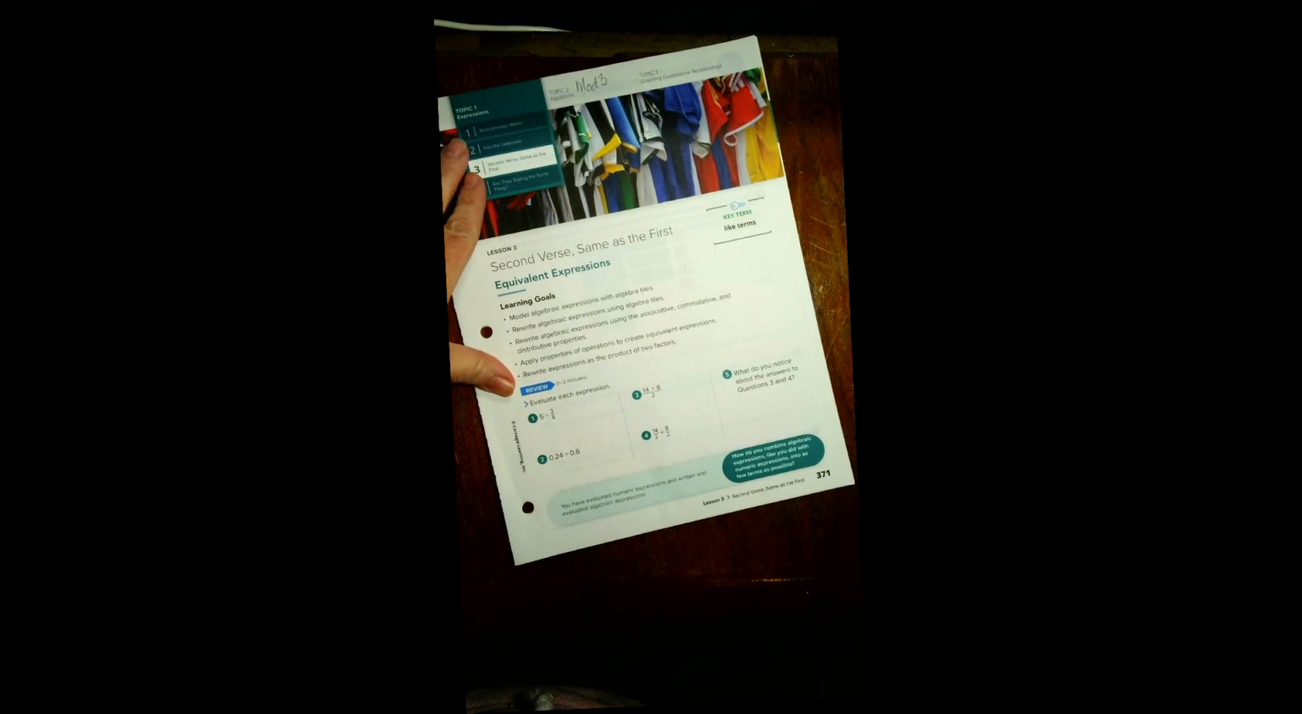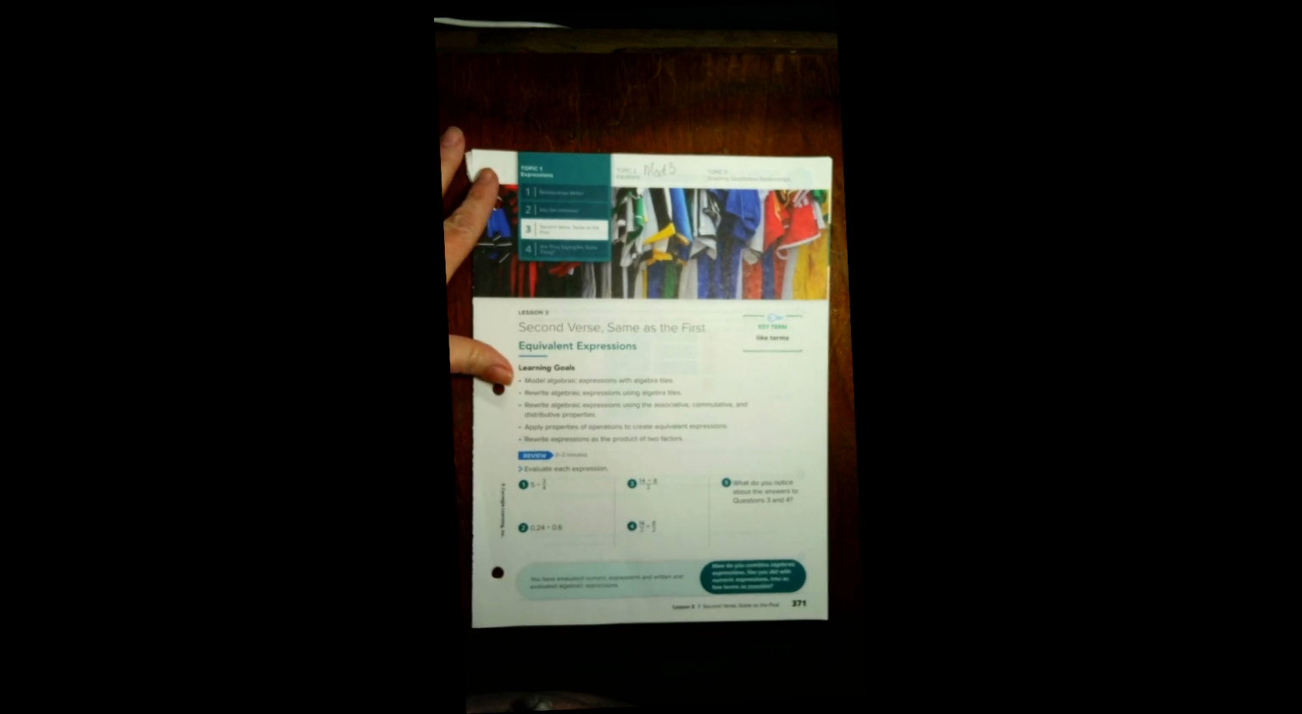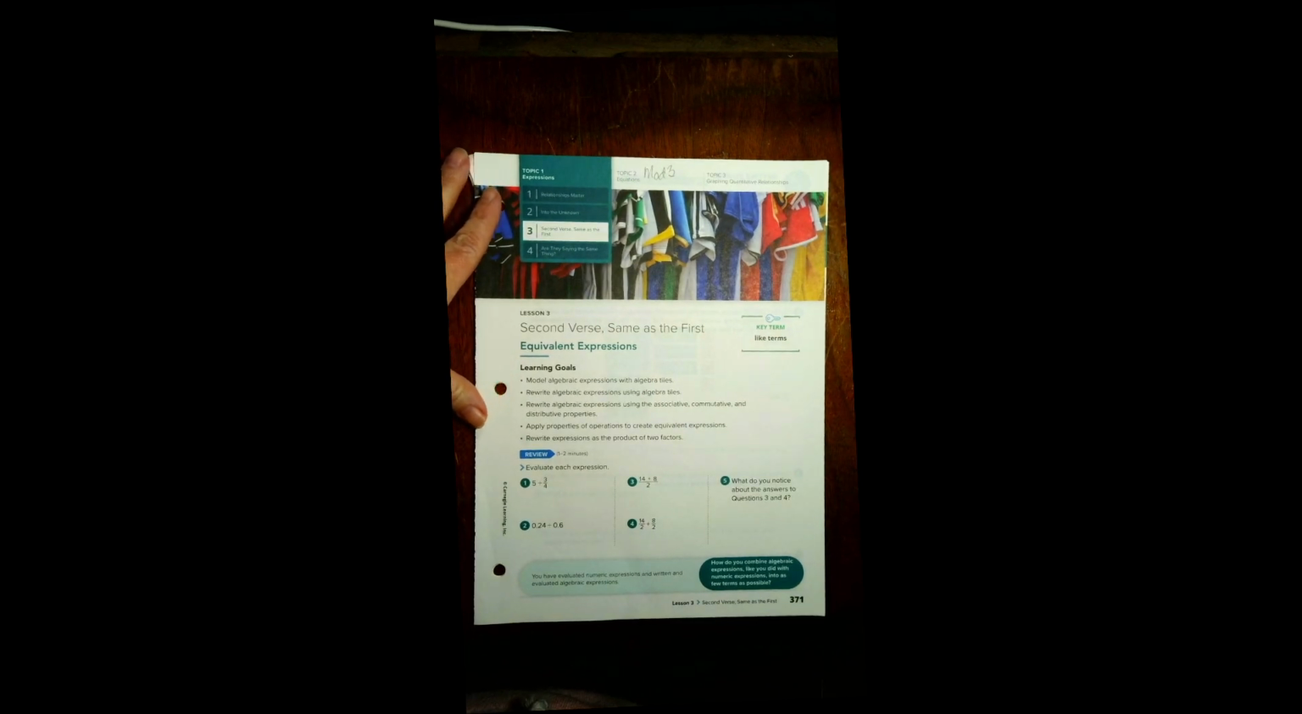We are on page 371. Our key term is the word called like terms. There we go. And our learning goals with equivalent expressions: to model algebraic expressions with something called algebra tiles. Rewrite algebraic expressions using algebra tiles. Rewrite them using the associative, commutative, and distributive properties. Apply properties of operations to create equivalent expressions. And rewrite expressions as the product of two factors.